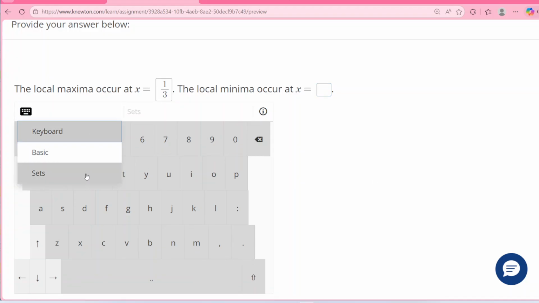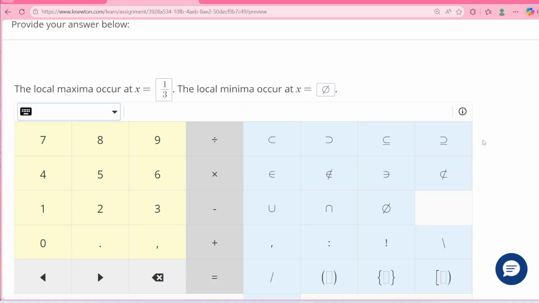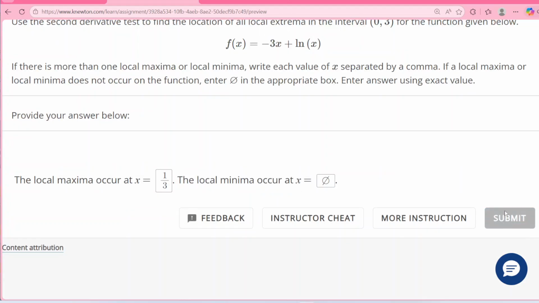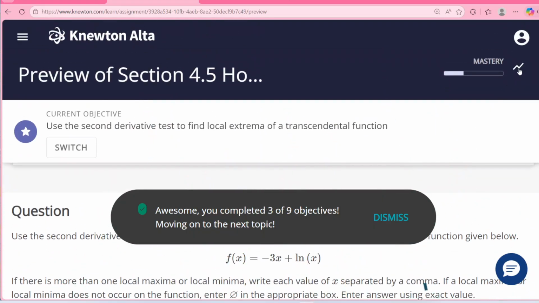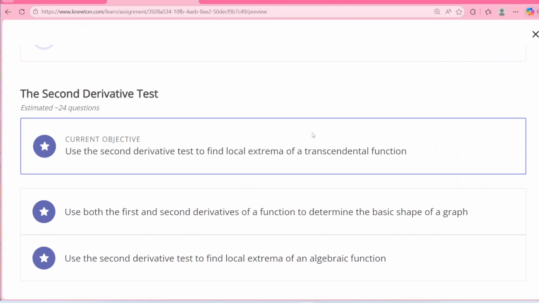Once again, going to that sets area for this empty set symbol, no local minimum in that particular interval. Great. All right, so that's it for the preview questions I'm getting on these three objectives from the second derivative test.